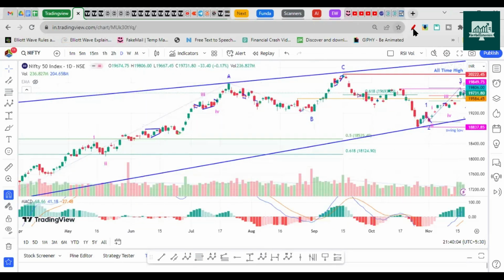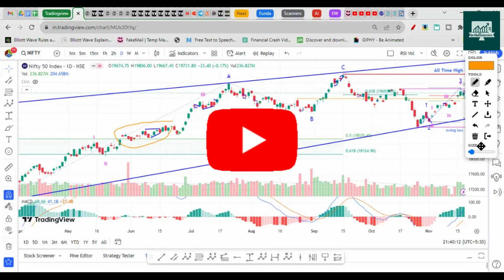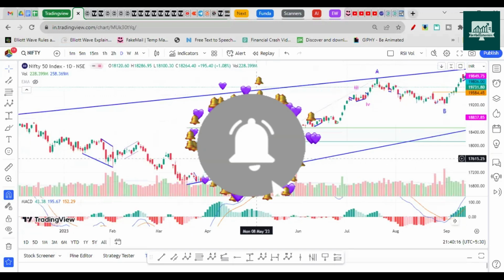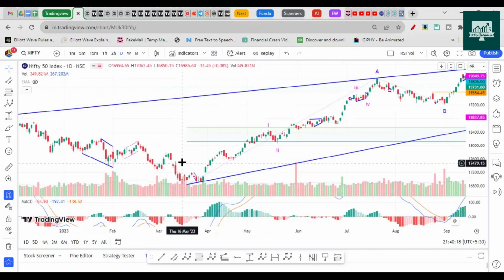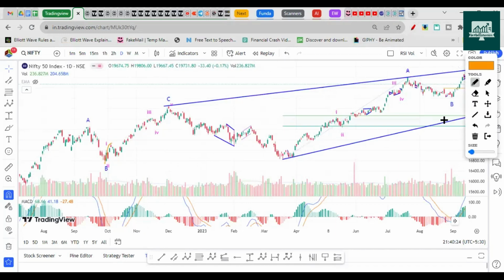So here you could see that, right? Here we had no clue what was happening. So this could be a leading diagonal structure internally, and then it moved higher. Such patterns happen on lower time frames, and we are not able to judge them properly. So yeah, these things happen. Here also you can see that dent, right?